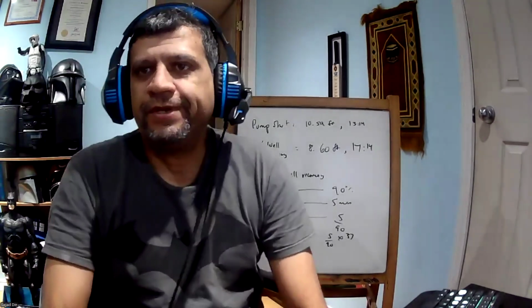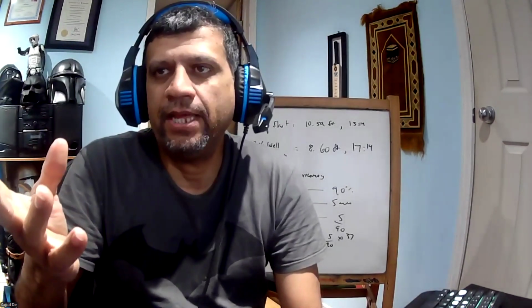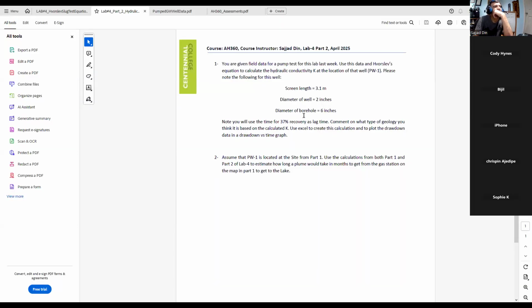So different people have different approaches, right? So once you've determined that, that's going to be your TL. And what you're going to do is create an Excel spreadsheet where you're going to calculate using the screen length. Remember what the screen length is? L, the diameter is 2 inches, converted to meters. The diameter of the borehole is 6 inches, converted to meters. And you have now determined the time, 37%. I believe that's in minutes.